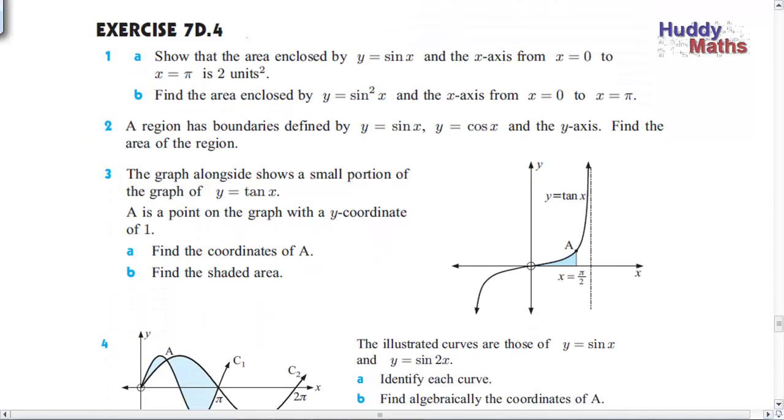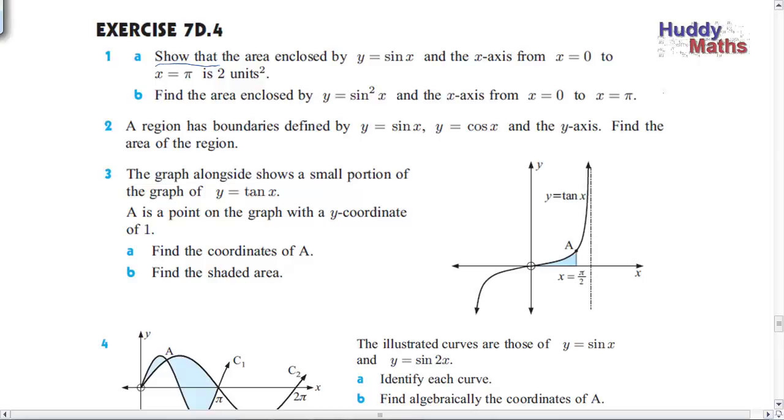Okay, come down to 7d4. And it's a show that. So show that, you can't use technology here. So you've actually got to check the graph out and set it up as an integral from 0 to pi and have a look at that. So I would just check the graph. You have to have an idea of the graph, and then you could check it with technology, just to make sure your skills are there.